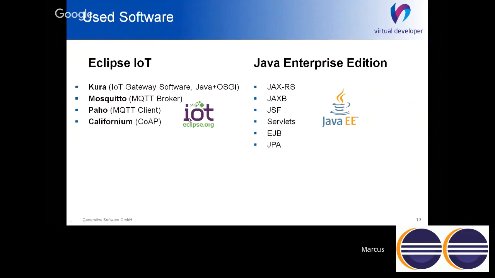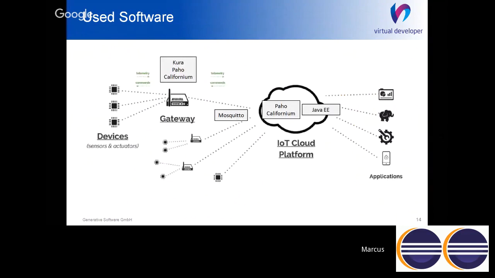So on the left side, you can see these are the Eclipse projects that we are using in our demonstrator. And on the server side, we use some Java technologies that are listed over here on the right side, which is not the main focus today, because we are looking more at the gateway side, which is over here. So let's step further so you can see more things that are in action.